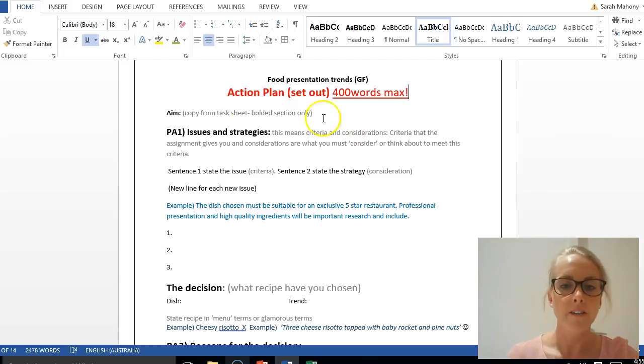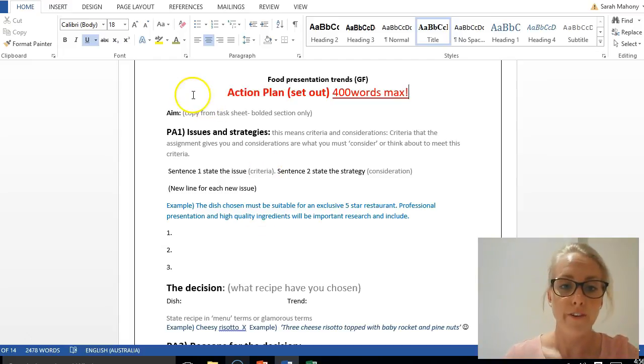Okay. The action plan is 400 words maximum, so it's really important that you stick to that word limit and make the most of every single word. There's no room for waffle as part of your action plan. It's also very structured how you need to set it out. So I've got headings here to guide you and some examples and things to show you the sort of writing that you need to use.